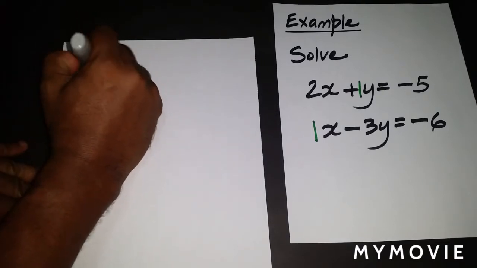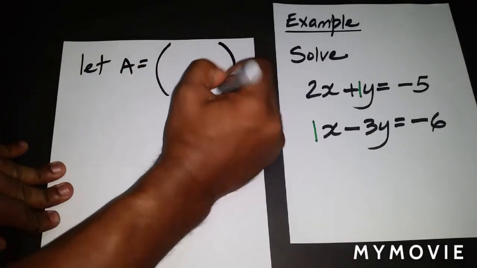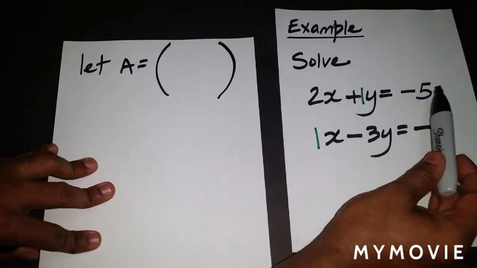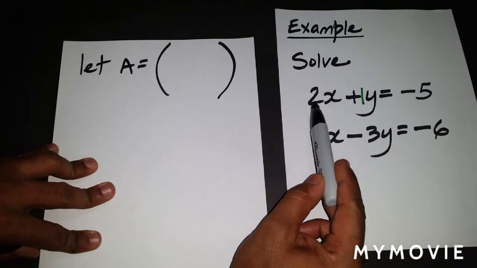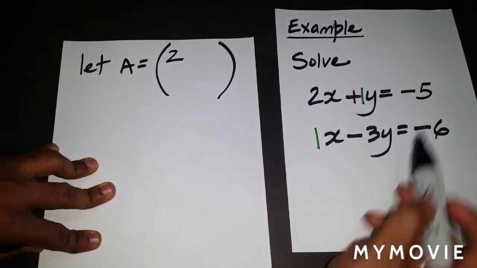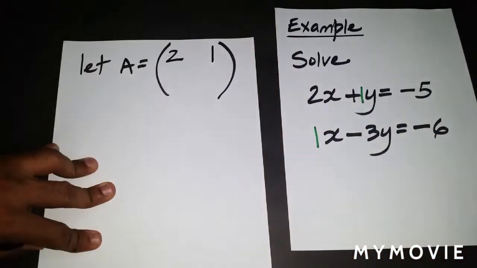So we're going to say let A equal this 2 by 2 matrix where we're going to use the coefficients. In equation 1, the number in front of x is positive 2, so I'm going to put positive 2 there. And the number in front of y is positive 1. That goes there. It's as simple as that.